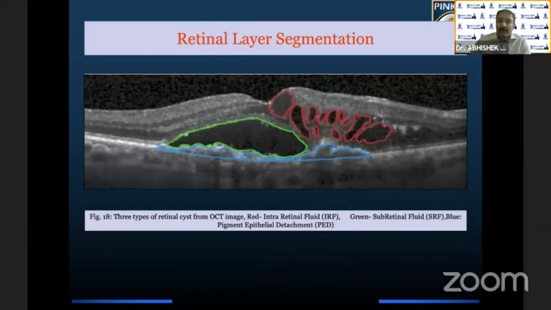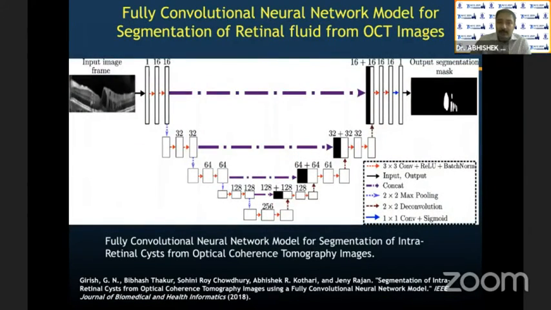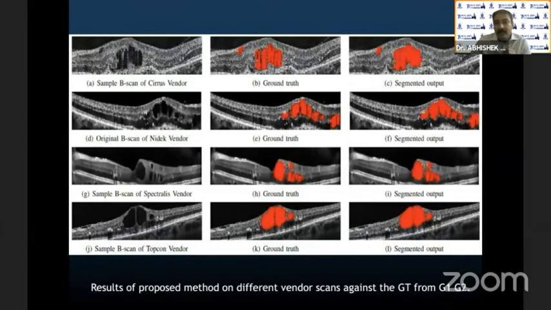So we worked on this to not only segment the layers, but to segment the fluid spaces in the retina: intraretinal, subretinal, and sub-RPE. And we developed an algorithm based on a convolutional neural network. And these are the kind of results. This is intraretinal cyst segmentation. So this is the sample scan in the top left corner. And if you look at the right columns, these are the results that we are getting. In between, the middle column is the ground truth marked by a human observer.